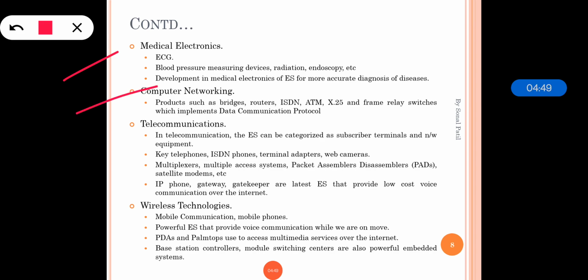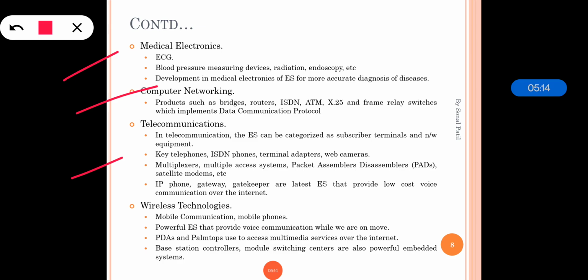Then the computer networking. So computer networking products such as bridge, router, integrated services digital network, that is ISDN, and frame relay switches are nothing but the embedded system which implements the necessary data for the communication protocols. Then the telecommunications. In the field of telecommunications, the embedded systems can be categorized as subscriber terminals and the network equipments.